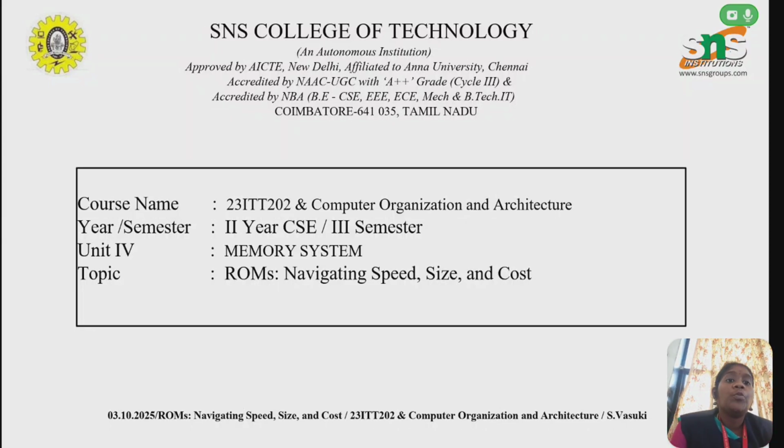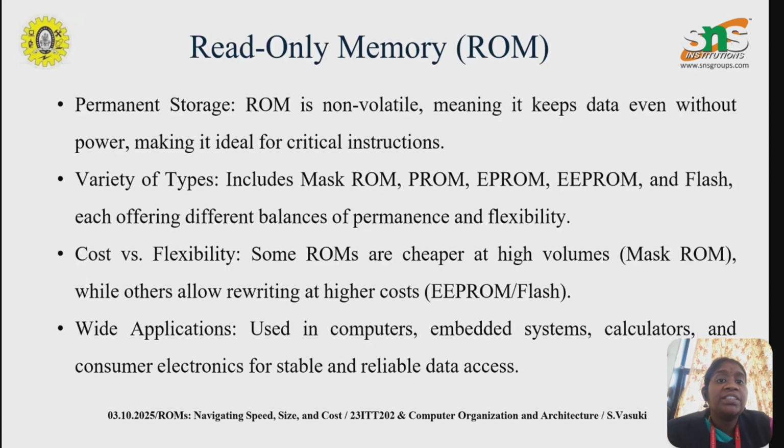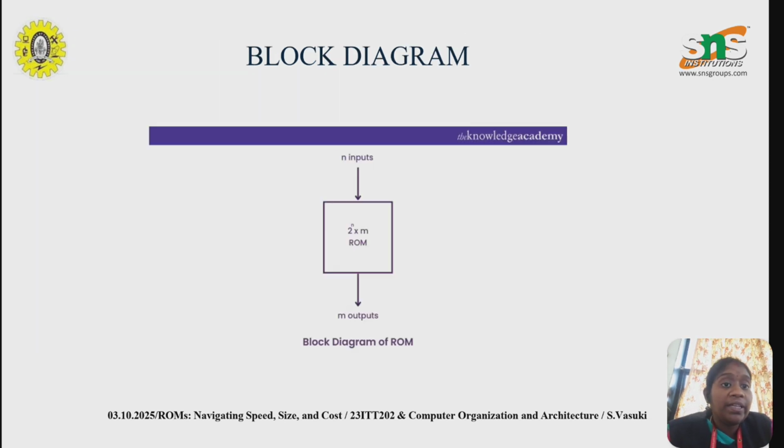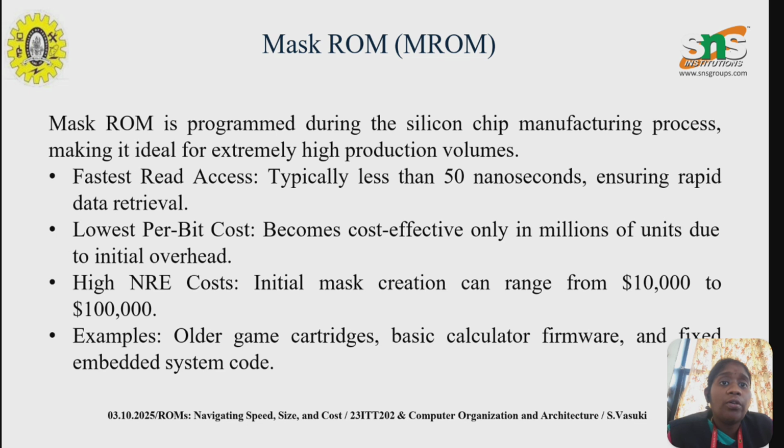Now we continue the topic of ROMs, navigating speed, size and cost. Last class we saw the speed determination, and size reflecting permanent storage. Variety of types include mask ROM, cost versus flexibility, and we also saw the wide application and block diagram of ROM. Speed, size, cost, trade-offs, all.